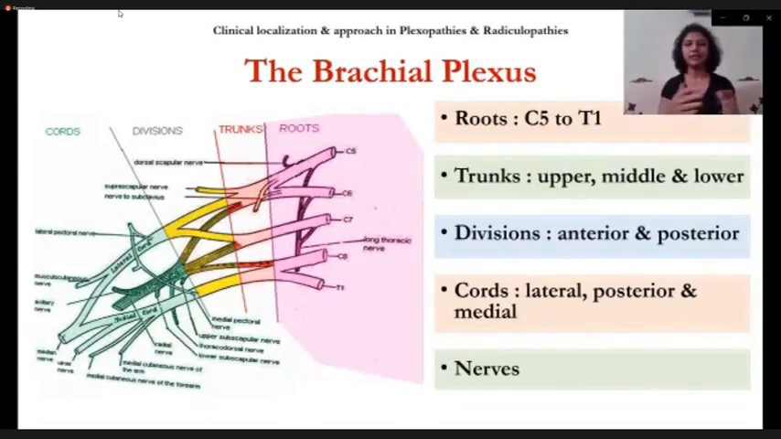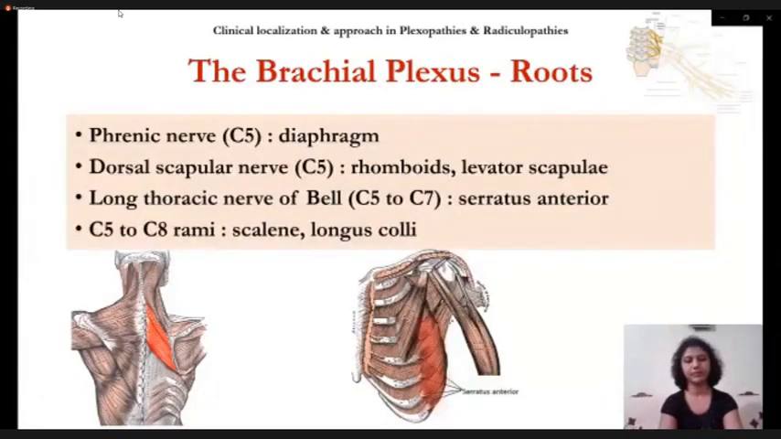The brachial plexus is divided into several components. There are 5 roots, that is classically from C5 to T1. There are 3 trunks, the upper, middle and lower. There are 6 divisions, 3 each of anterior and posterior. There are 3 cords, that is lateral, posterior and medial. And there are several terminal nerves. The brachial plexus also carries the sympathetic fibers.